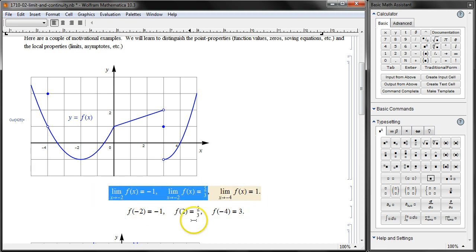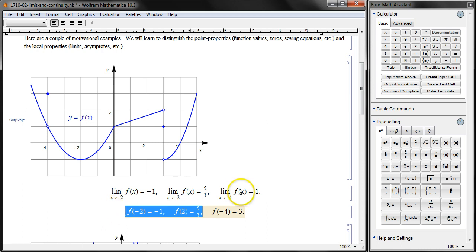Now let's compare those with limits. For these two, we have the same y-coordinate value. For this one, we have a different y-coordinate value. Can you see that from the graph? Function value is a single point, that's a point property. And the limit is a local property. We have to look at points nearby. We have to follow the graph: which y-coordinate is it approaching? It's converging to y equals 1, not 3. So we have two different values. Not coincidentally, we have discontinuity here, and these others are all continuous points.